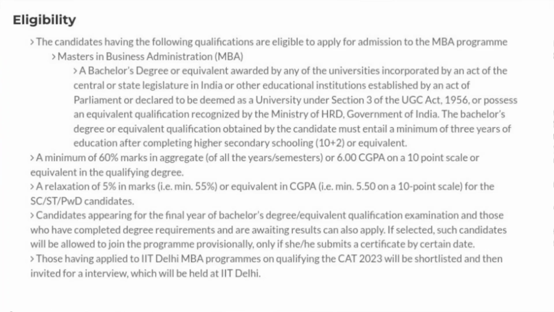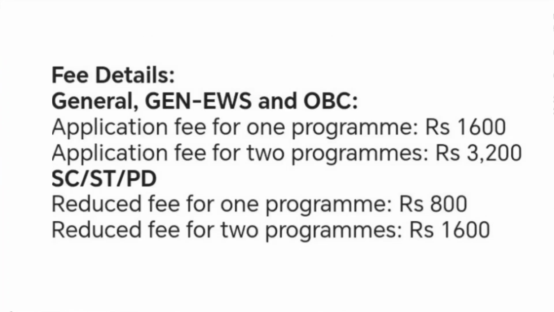Now coming to the application fee structure for IIT Delhi. The application fee for one program is 1600 for the general, EWS and OBC category. And if you want to apply for two programs, then the fee will be 3200 rupees. And for the reserved category, that is SC ST, for one program the fee is 800 rupees and for two programs the application fee is 1600 rupees.